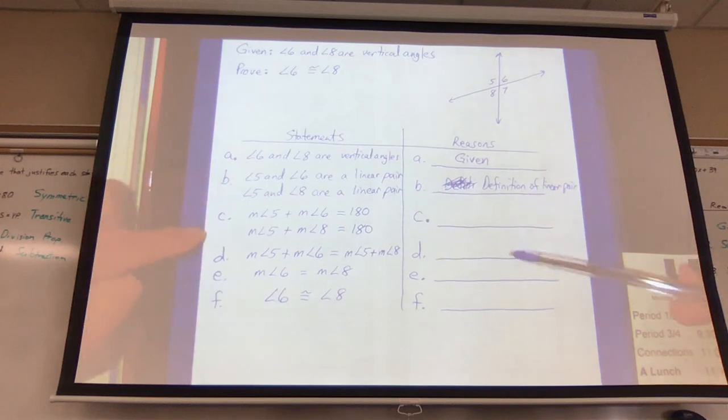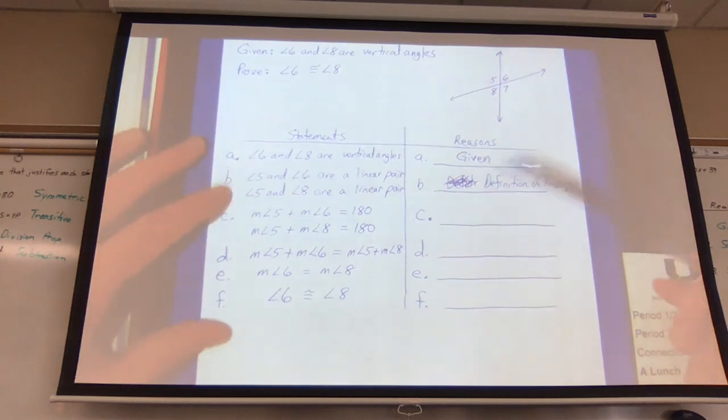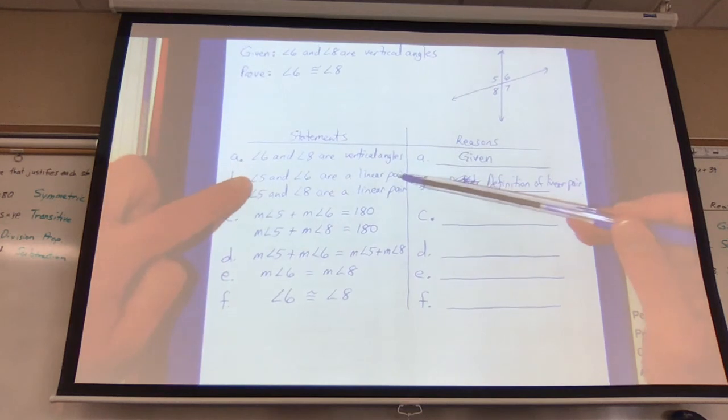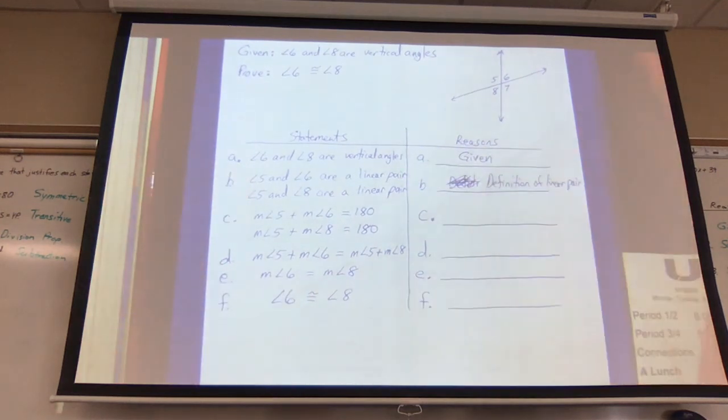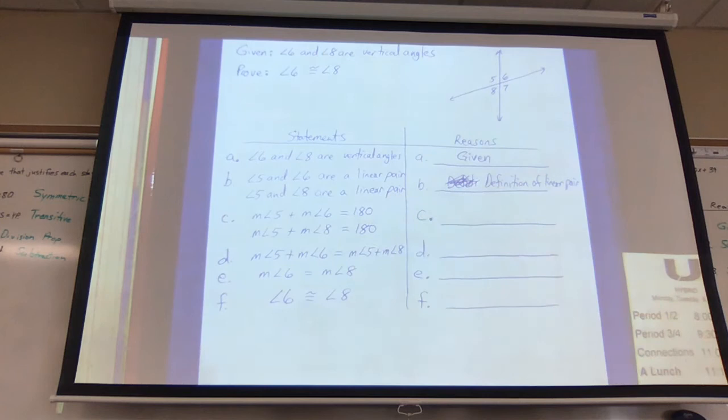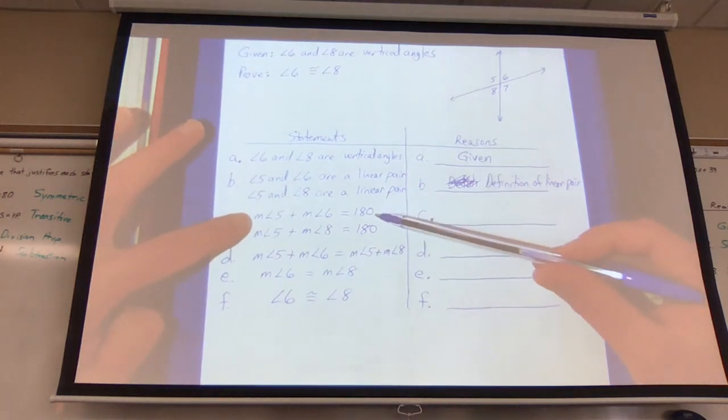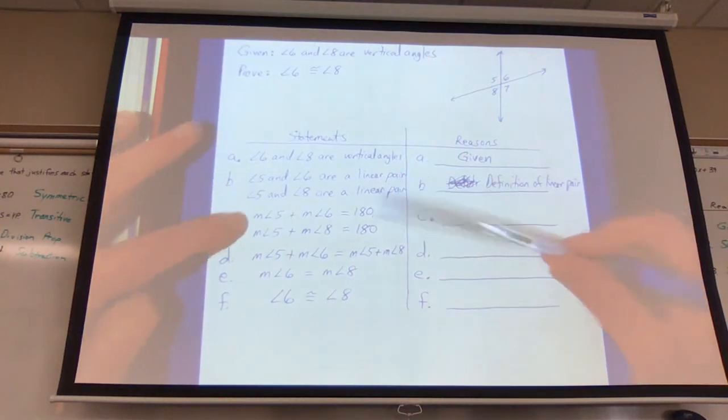Now, from step B to step C, we're going to do something we talked about in our notes here today. Step B, we said 5 and 6 are a linear pair. And then same thing with 5 and 8, they're a linear pair. So now in step C, we can say that they add up to 180. If they're a linear pair, then they add up to 180.